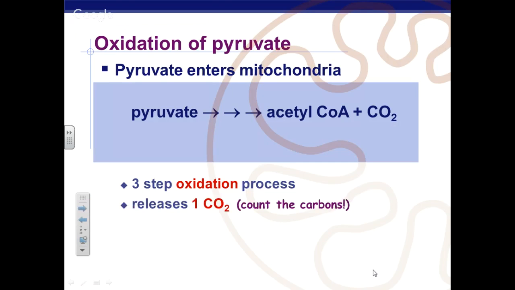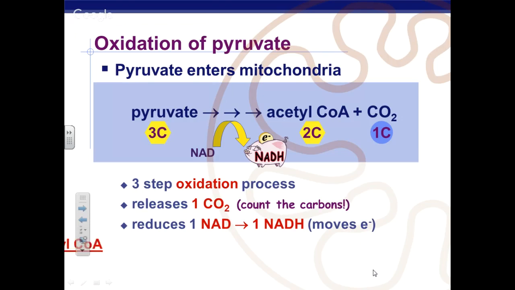So the first thing that has to happen is the CO2 pops off. And so acetyl-CoA is only a 2 carbon compound. There goes our CO2. NAD is reduced to form NADH. Yay. Again, that will take the electrons to the ETC. And then acetyl-CoA is produced.